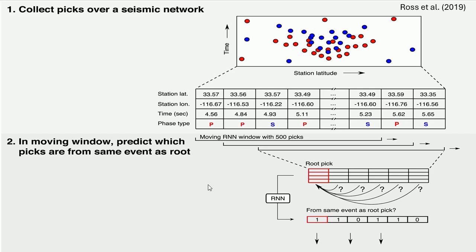The window is temporal, spanning at most approximately 120 seconds and containing at most 500 picks. Within that window lies a mixed collection of P-wave and S-wave arrivals. The network then attempts to determine which of those 500 records belong with the first pick. Only one earthquake is identified from a given root pick analysis.